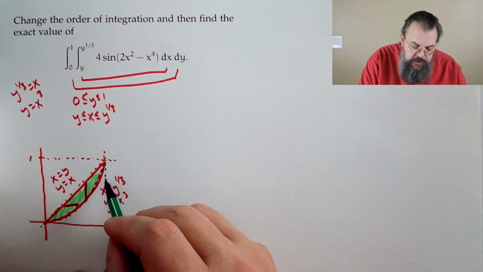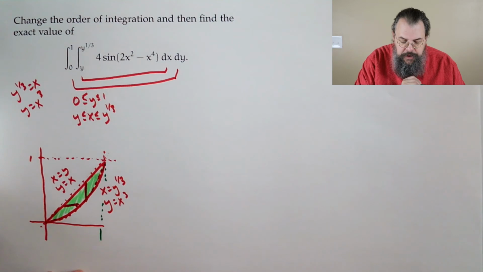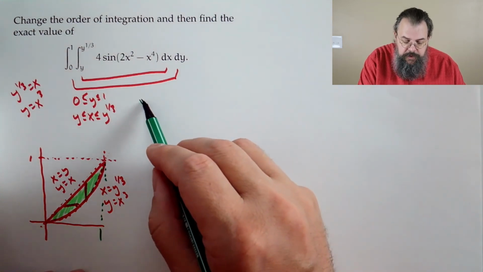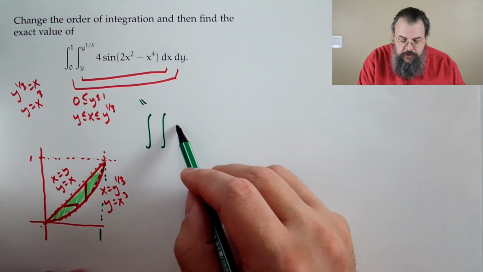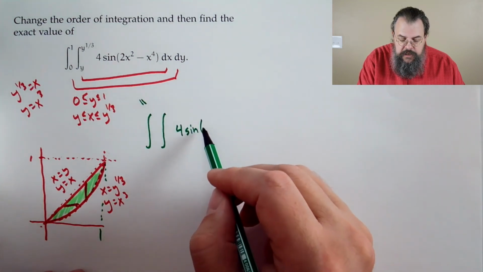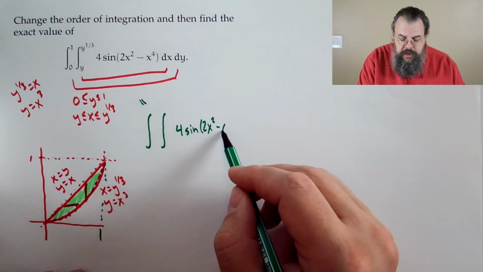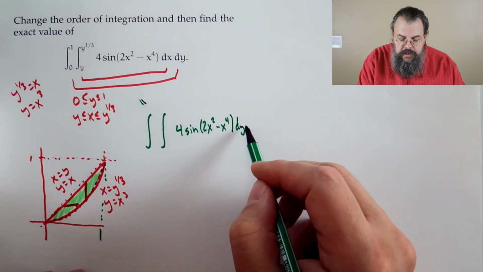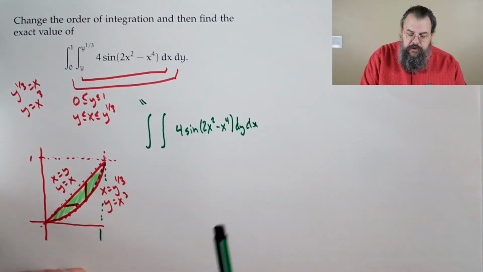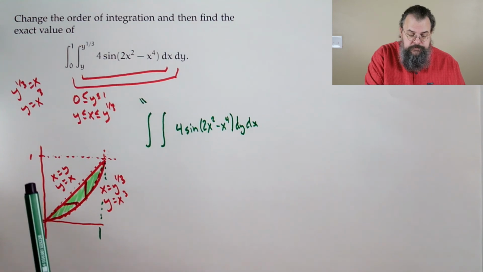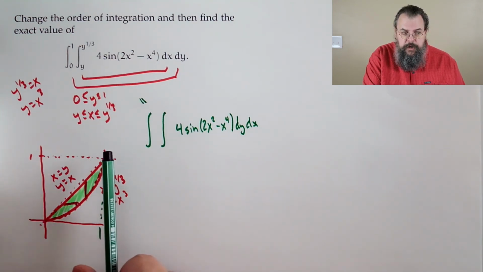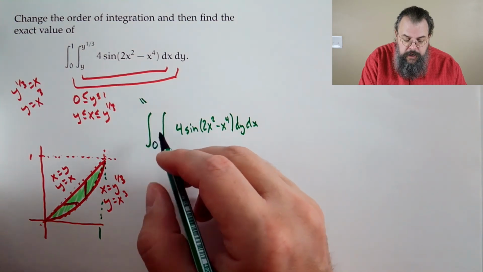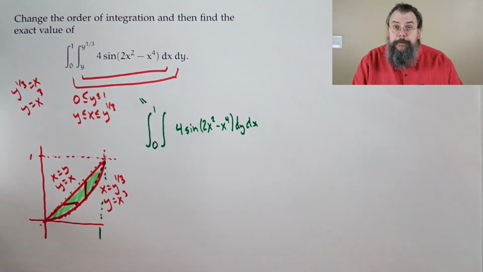I will note, this is at 1. So this will become the integral for sine of 2x squared minus x to the 4th dy dx. And then we say, okay, where does x go from? As we go low to high value, 0 to 1. All right? And now how about y?